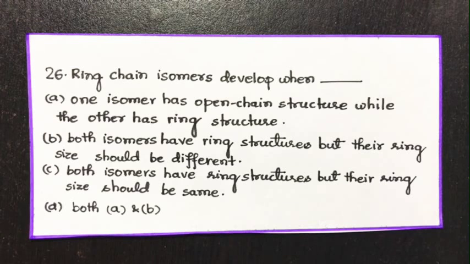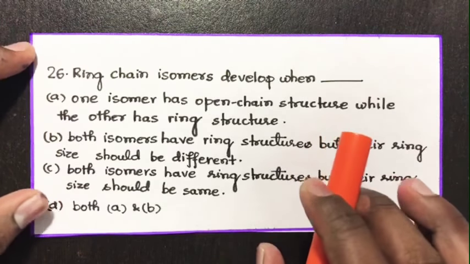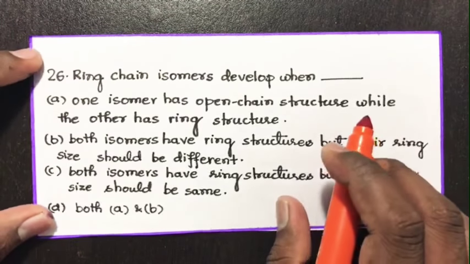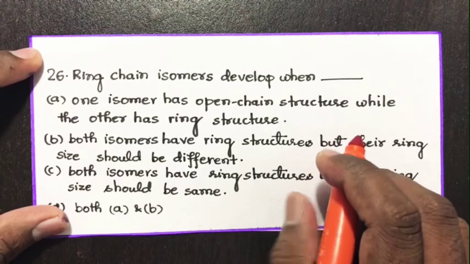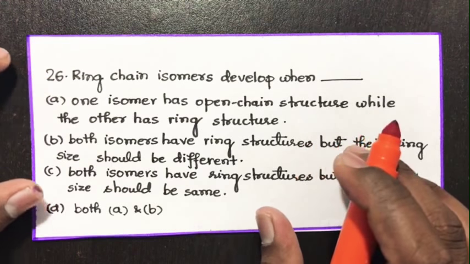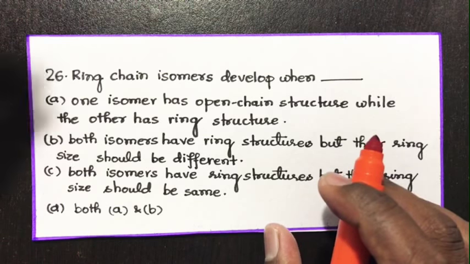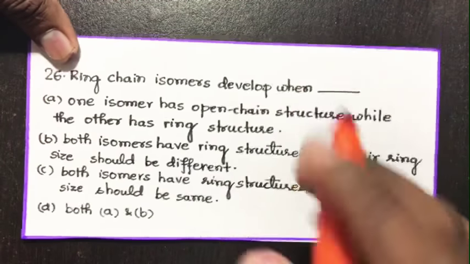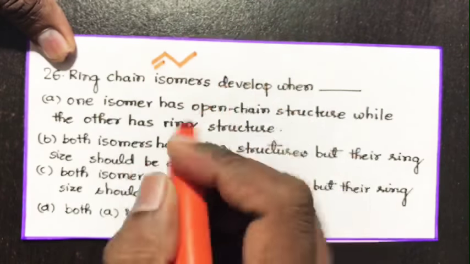Hello friends, good morning, and this is the third lecture for the isomerism topic, and the question number 26. The question is: ring chain isomers develop when? Ring chain isomers are the isomers in which one of the isomers has an open chain structure while the other has a ring structure. For example, let's consider these two.